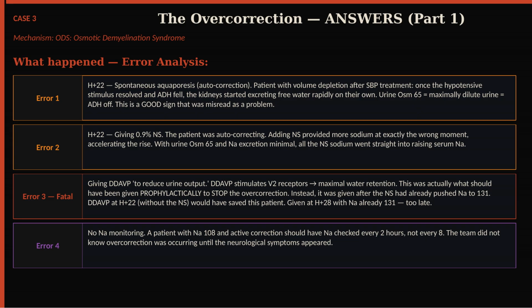Error 4, no monitoring. A patient starting at 108 under active correction needs sodium checked every 2 hours, not every 8. The team didn't even know overcorrection was happening until the brainstem started failing. 4 errors. 1 overnight, in the highest risk patient imaginable. Alcoholic, malnourished, cirrhotic. Sodium under 110. Every box on the risk list ticked.